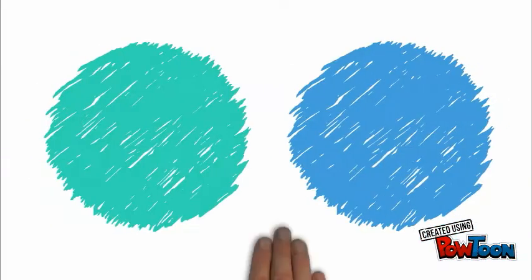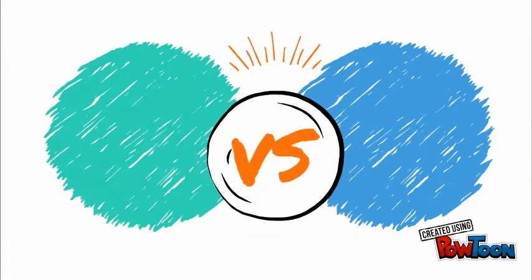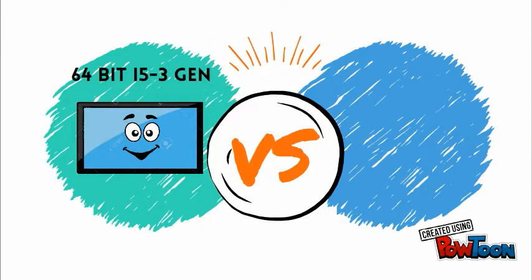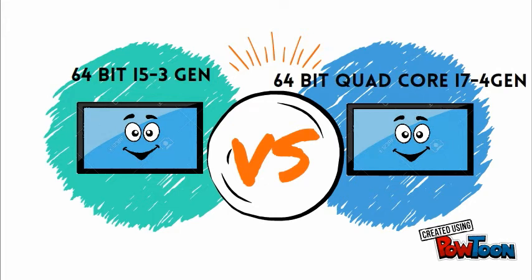So you go to a shop to purchase a PC. You see two PCs with the same looks, but one has a 64-bit i3 3rd generation and the second one has a 64-bit i5 4th generation. But what the heck does this i mean, and what's this 64-bit and the generation? We will look at these terms later in the video, but first let's know a little about processors.